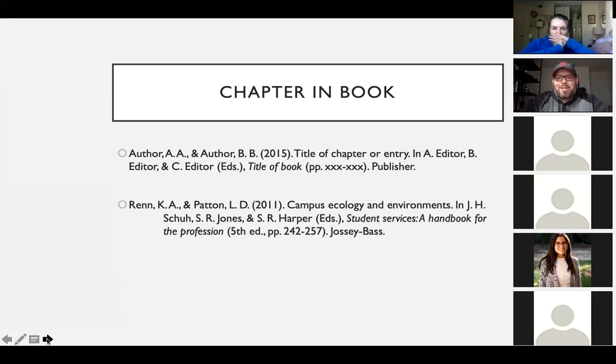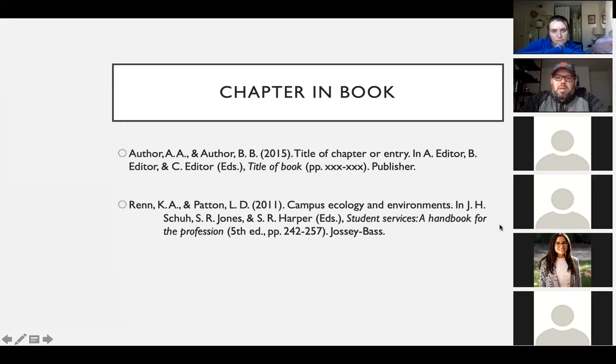And then the title of the book follows what we've just covered. So it does need to be italicized. And again, the first word of the title and the first word of any subtitle need to be capitalized and everything else lowercase. And then that's followed by the page range of where the chapter appears in that book. So in parentheses, you would write pp., then a space, and then the first page where the chapter shows up, then a hyphen, and then the last page, all in parentheses, followed by a period and then a space and then the publisher again.